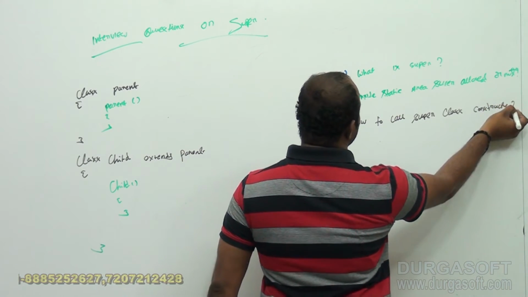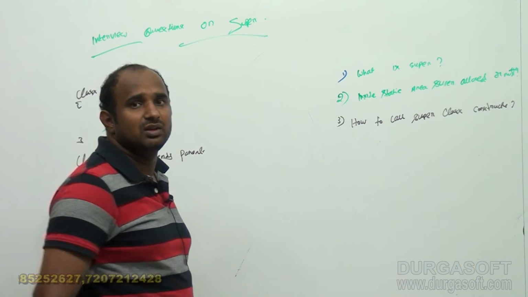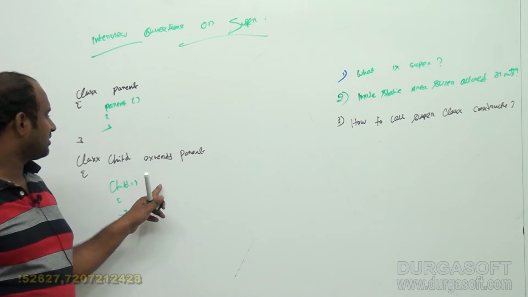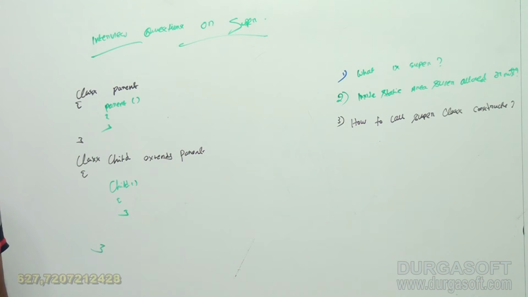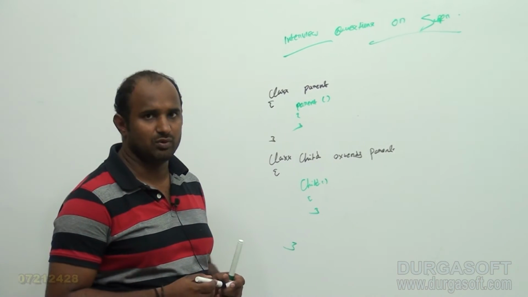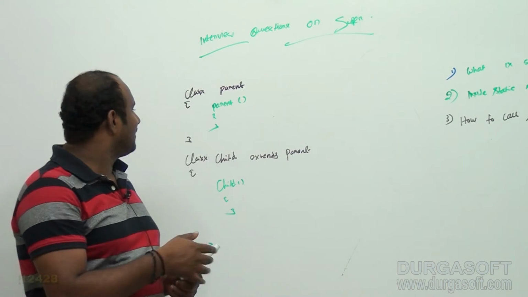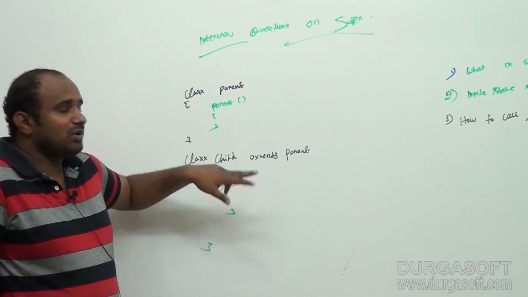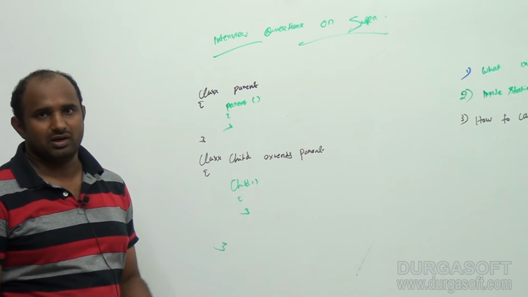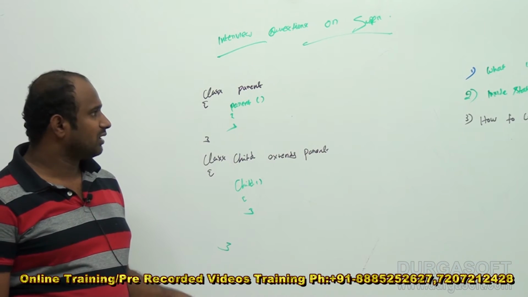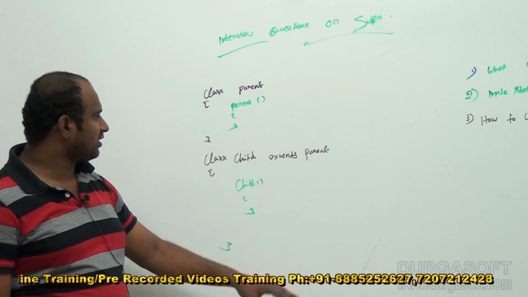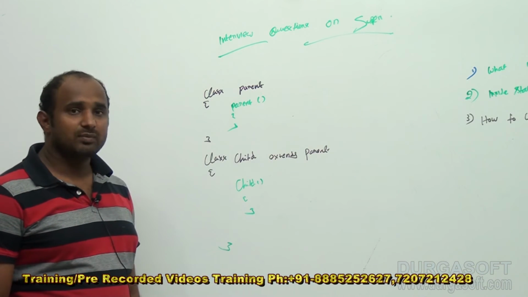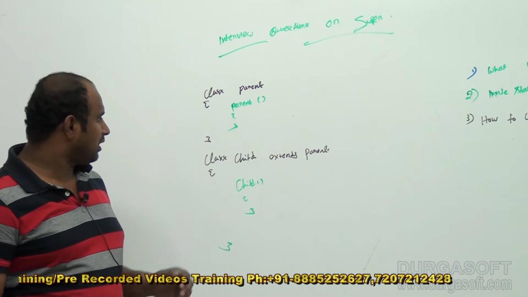Tell me how to call the superclass constructor. Do we call it by using the this keyword? Sorry. To call a superclass constructor, you have to use which keyword? The super keyword, not the this keyword. Clear? So we call the superclass constructor by using the super keyword. And one more point here.